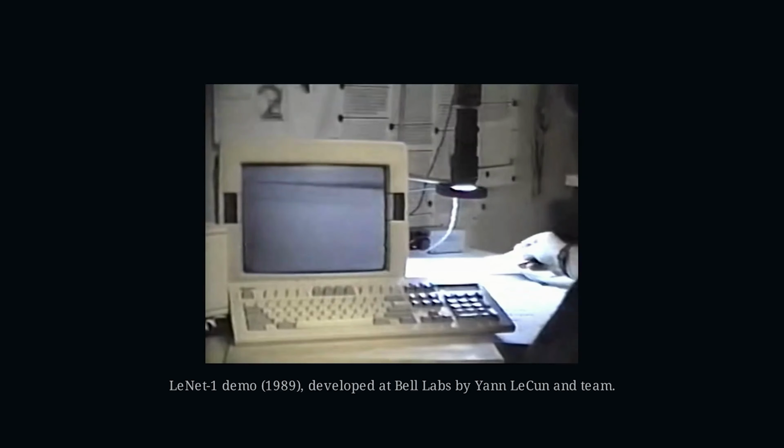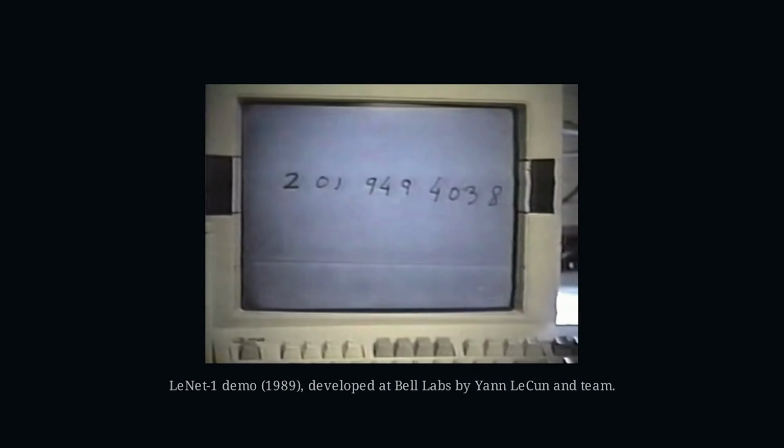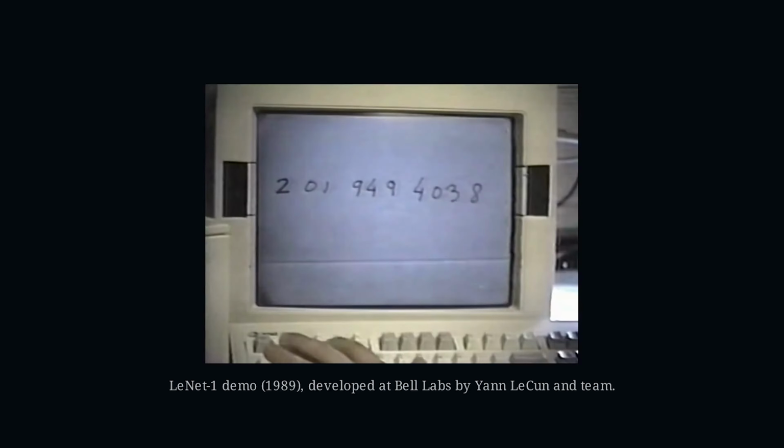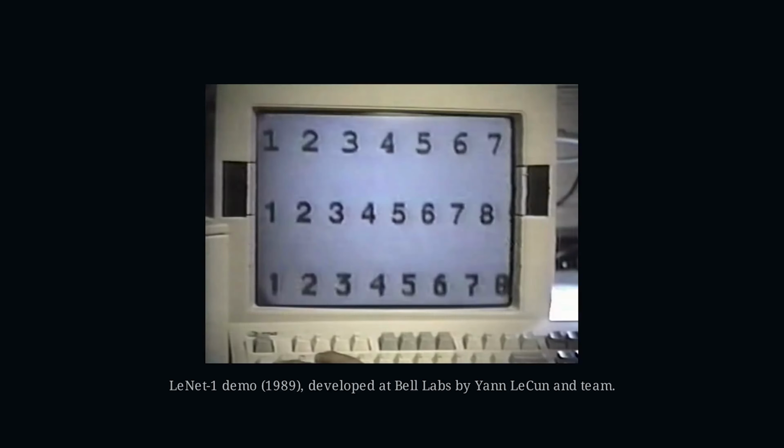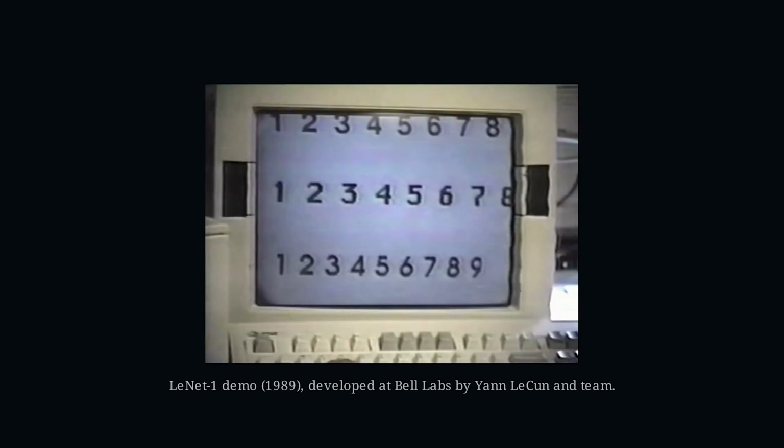This footage is from 1989. What you're seeing is LeNet, one of the first convolutional neural network systems that could recognize handwritten digits in real time. And what made it special was how it processed the image. Not all pixels at once, but piece by piece. That idea became the foundation of convolutional neural networks.